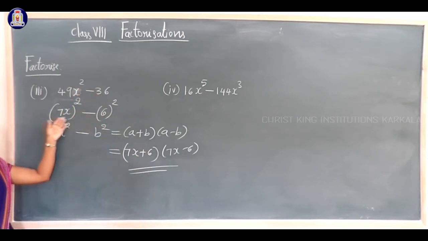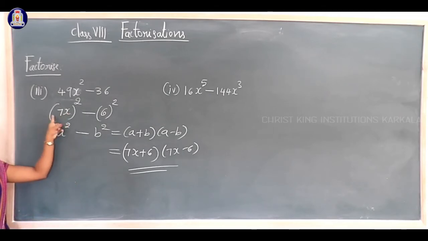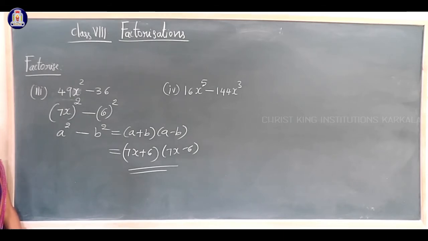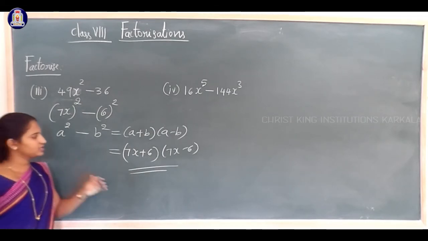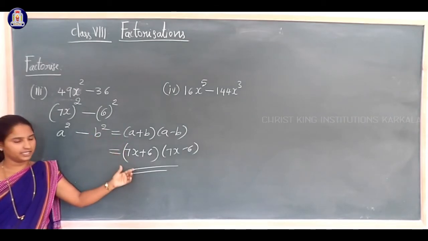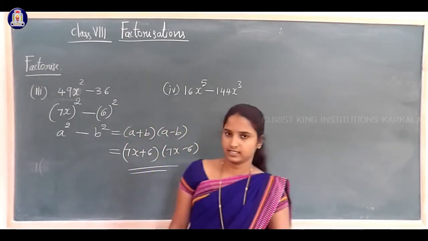If possible, you can take a common factor, but in this we cannot take any common factor outside. Is it possible? We will write 7 into 7 and here 6 into 6. There is no common factor, so the common factor is 1. You can write 1 outside and the same terms inside the bracket. So it is better to use the identity, the third identity, and we get two factors. So the factors are 7x plus 6 and 7x minus 6.